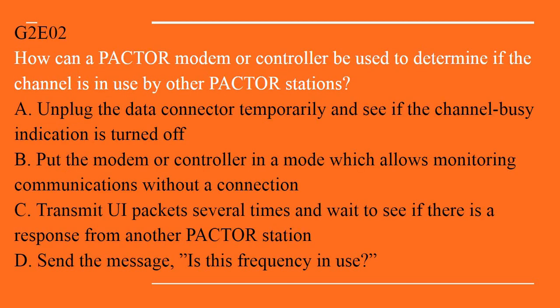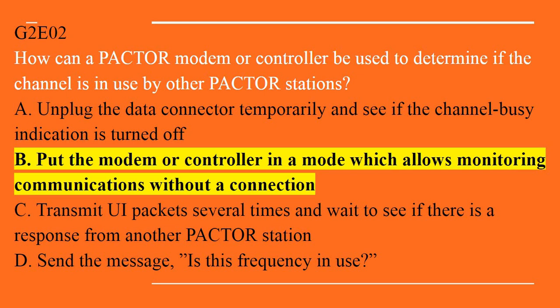G2E02, how can a PACTOR modem or controller be used to determine if the channel is in use by other PACTOR stations? A. Unplug the data connector temporarily and see if the channel busy indicator is turned off. B. Put the modem or controller in a mode which allows monitoring communications without a connection. C. Transmit UI packets several times and wait to see if there is a response from another PACTOR station. Or D. Send the message, is this frequency in use? Correct answer is B. Put the modem or controller in a mode which allows monitoring communications without a connection.